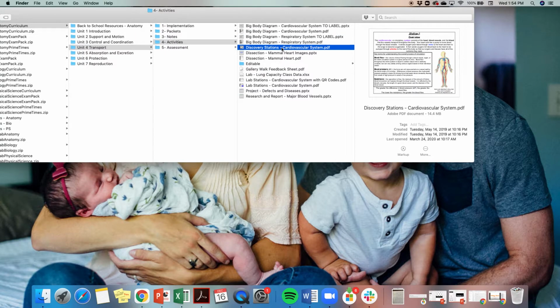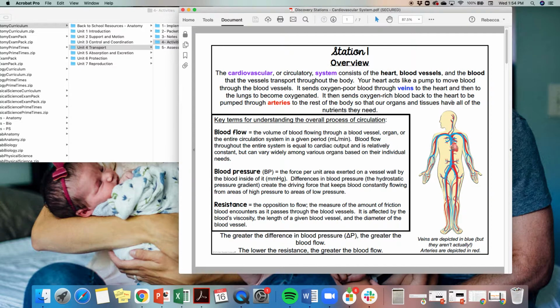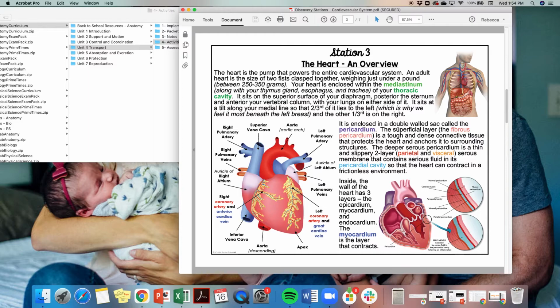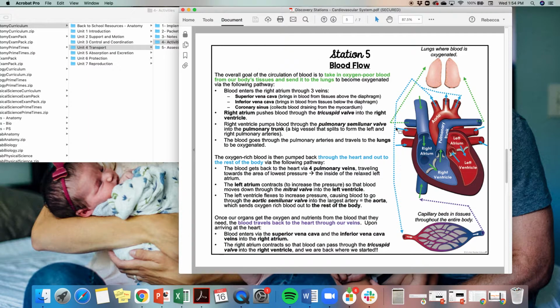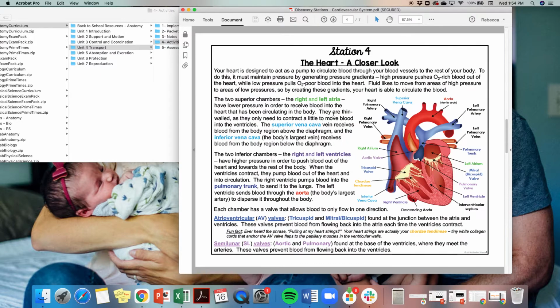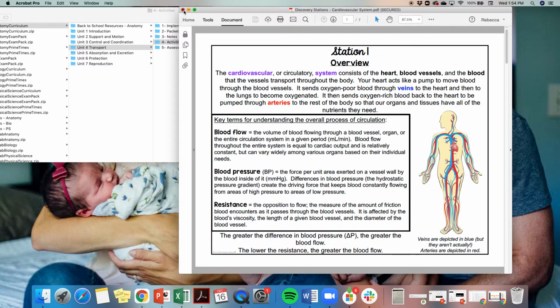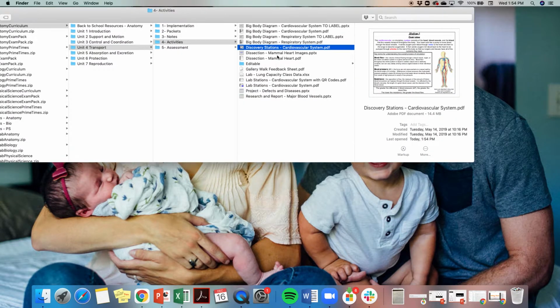I also have these discovery stations I wrote in order to decrease lecture and put the learning into the students' hands. These are station cards you'll print out. Students will walk through these different station cards. They'll label their big body diagram, and then they'll answer questions in their packet. And this is one of the instructional methods I use throughout the anatomy curriculum in order to help students learn the content outside of lecture.